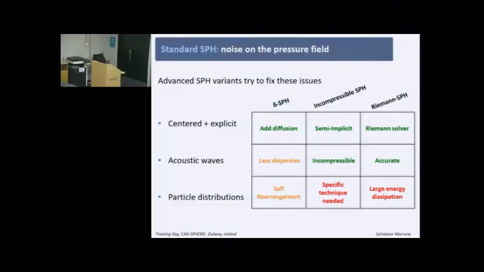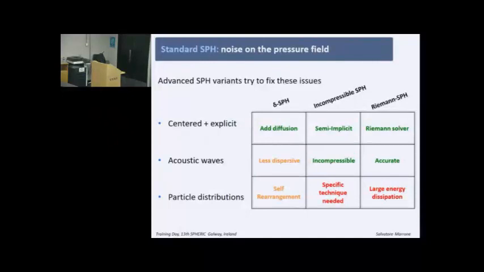So in the incompressible SPH, we don't have weak compressibility any more. We have an incompressible assumption, and it's not explicit any more. It's implicit or semi-implicit. In the Riemann SPH, we have Riemann solvers to solve the interaction between particles. So each particle interaction is treated as a Riemann problem. Okay. So we introduce diffusion in each particle-particle interaction.